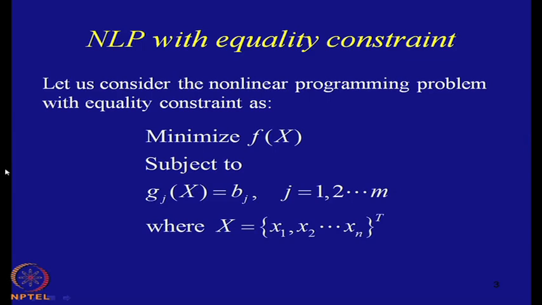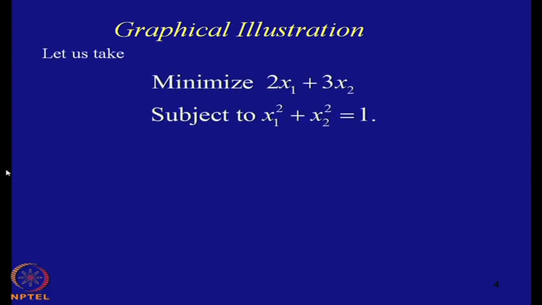Before going into detail about the classical technique, let me first explain the problem in general and solve it graphically. For that, let us consider a simple nonlinear programming problem where two variables, x1 and x2, are involved. The objective function is minimization of 2x1 + 3x2 subject to x1² + x2² = 1. This is the equality constraint. It is clear from the equation that this is a circle of unit radius and the center of the circle is (0, 0).